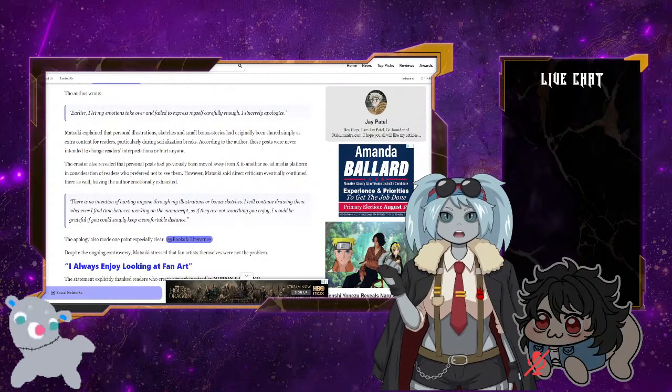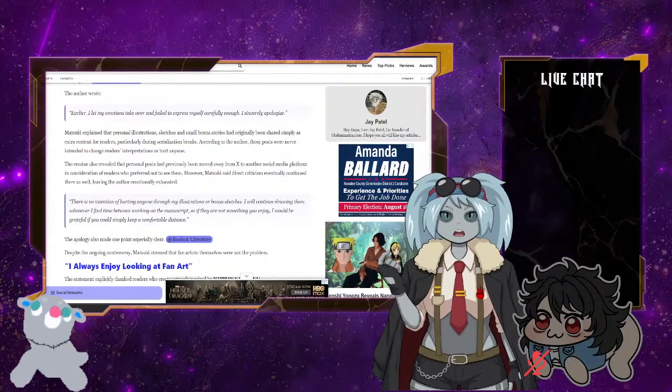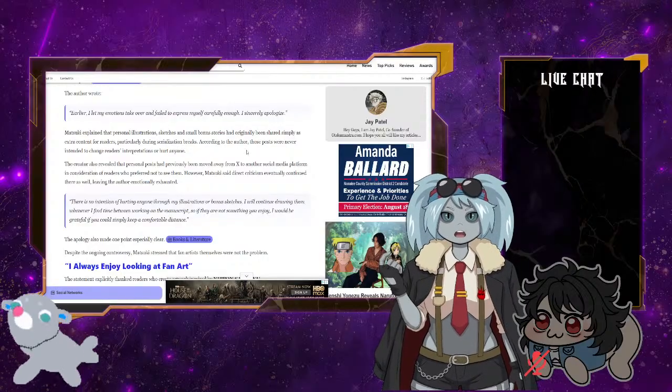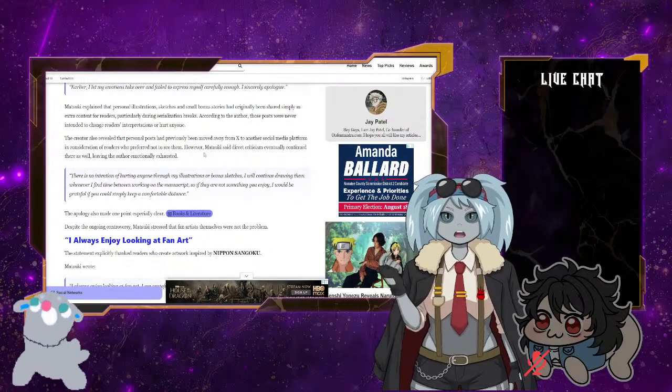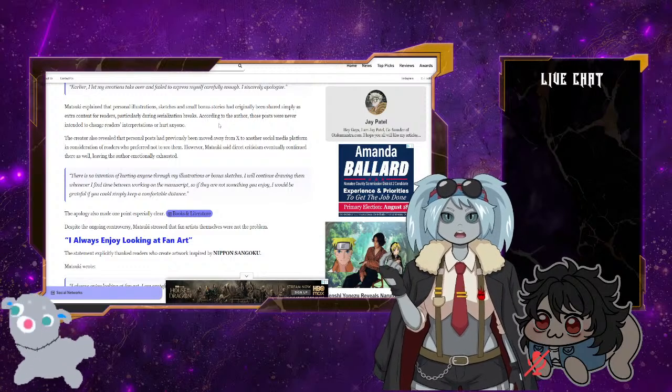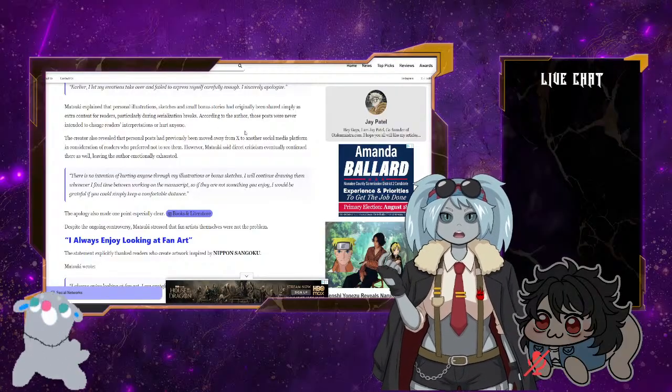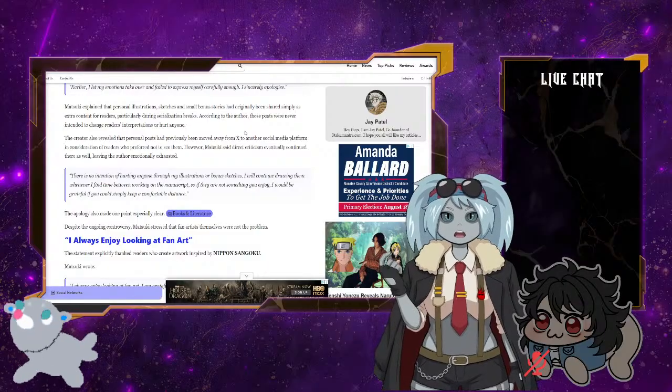Makasugi explained that the personal illustrations, sketches, and small bonus stories have originally been shared simply as extra content for readers, particularly during the serialized breaks, according to the author. Those posts were never intended to change readers' interpretations or hurt anyone. Again, it's going back to the idea that these are just fun little extra tidbits for people to enjoy. There's no other heavier meaning behind them, but because he does it, people are going to interpret it the way they want to interpret. And this is kind of an issue on the author's part, because you're attaching it to the main series, even if it's a little side thing, people are gonna see that. That's where I can kind of say death of the author may not play a huge part, but people are gonna interpret it that way because of it.